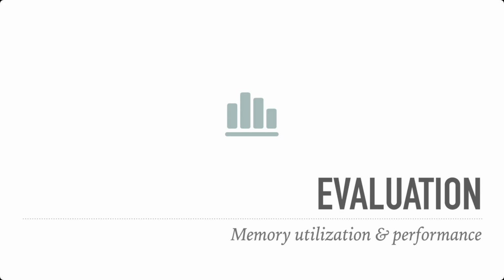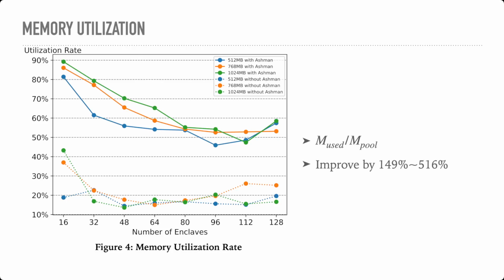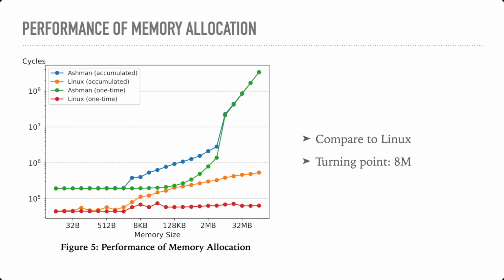We evaluate Ashman from 2 aspects, memory utilization and performance. Memory utilization is measured by the ratio of the used memory to the total memory, or the used memory to the memory pool. We evaluate Ashman with different sizes of memory pool for different numbers of enclaves, and the result shows that in any case Ashman can improve by about 1.5 times to 5 times. A huge improvement. These figures show the performance of memory allocation.